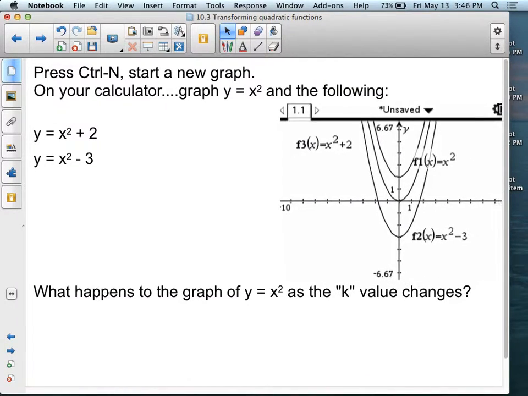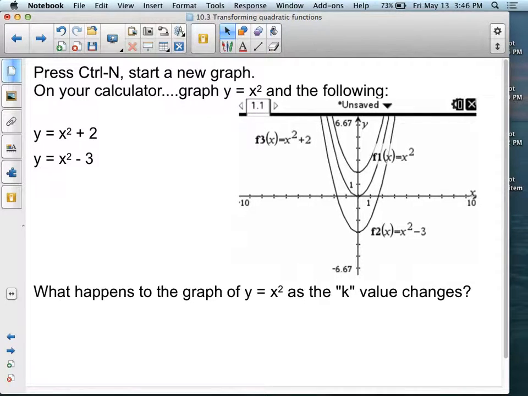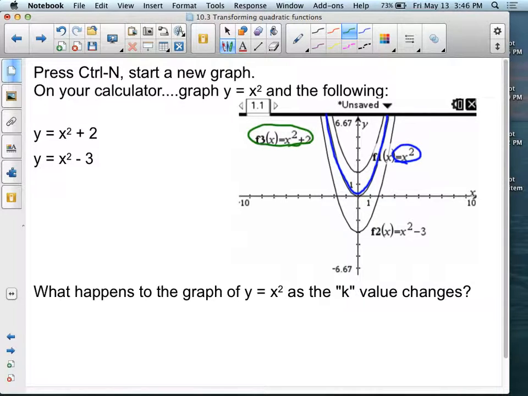Okay, check out these graphs. Did they match yours? Again, we got our original graph, y equals x squared. There's our original. Then we graphed y equals x squared plus 2. Did you notice that the graph changed by going up 2 from the blue one? And likewise, x squared minus 3. Could you tell that the vertex went down 3 units?